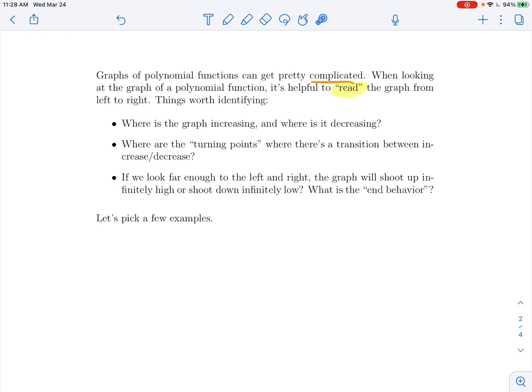And then, what's going on at the extreme left and the extreme right? The graph of a polynomial will always go really, really high or really, really low if you go far enough to the sides. So notice that pattern. So let's look at a couple of examples. I will graph f of x equals negative 2x to the 3rd plus x squared plus 7x plus 1.